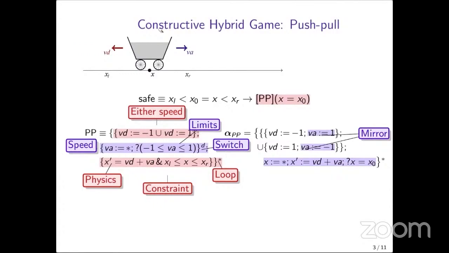I'd also like to note that Angel has very limited control. The only thing Angel is controlling is the speed VA. Keep that in mind as we discuss proofs in the rest of the talk.